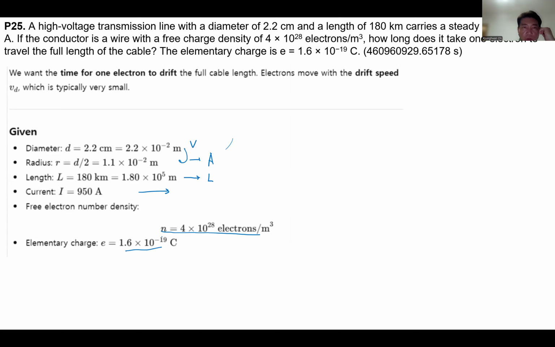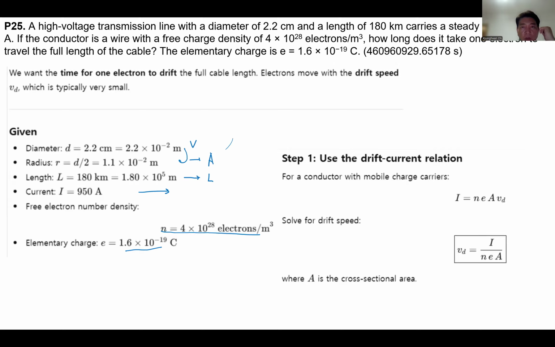And then from this information, what can we get? So for a conductor with mobile charge carriers, current is given by I = nEAvd. That's it. And then the drift velocity is given by I over nEA. Okay. So we have all the information at this moment. We know what the I is, we know what the area is, we know what the e is, we know what the n is.